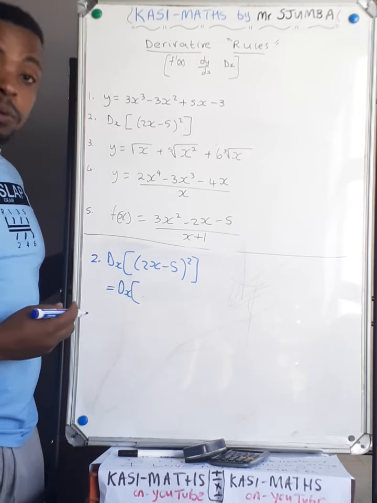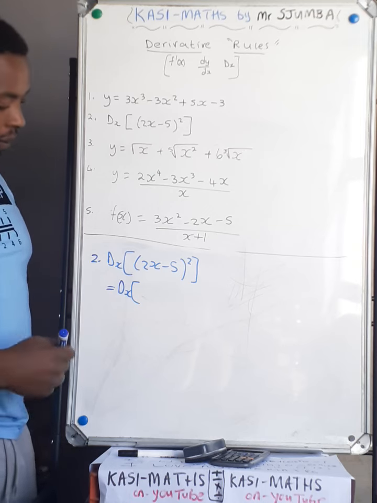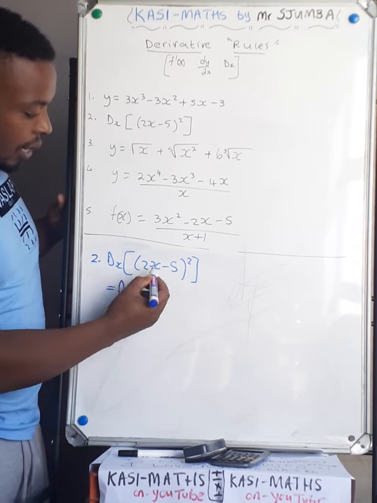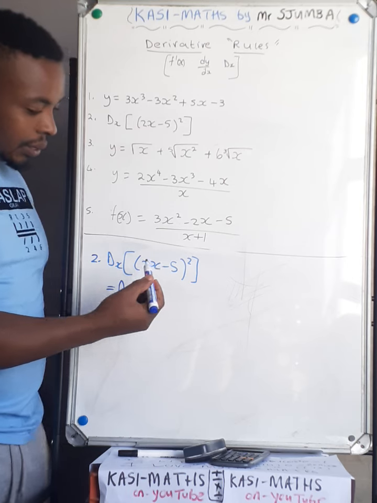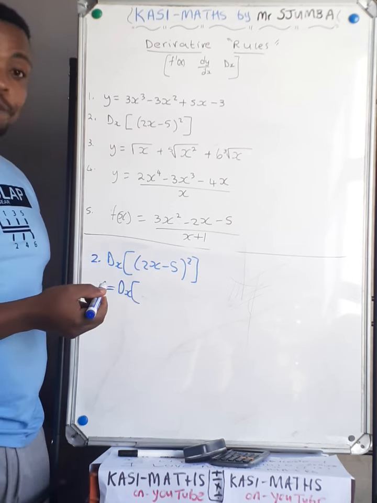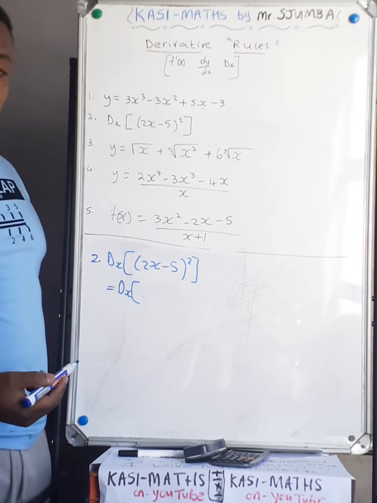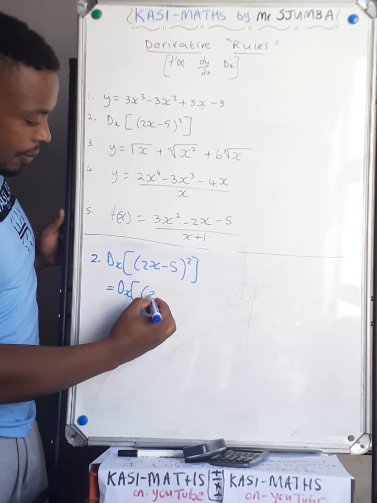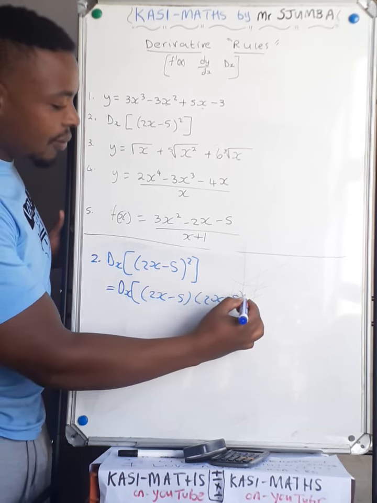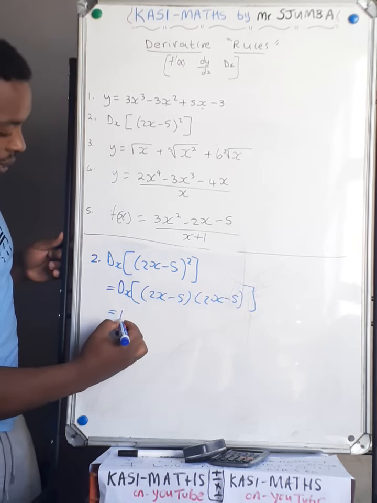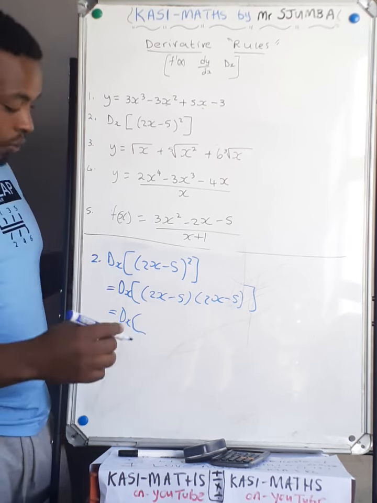We only remove dx and the square brackets after we have derived. Because to derive, it must be a term. Since this is squared, we cannot derive it as is. So we must first multiply out until we have terms, then we can derive. So we know the brackets are 2x minus 5 times 2x minus 5. Since we haven't derived, we should bring down dx and the square brackets.